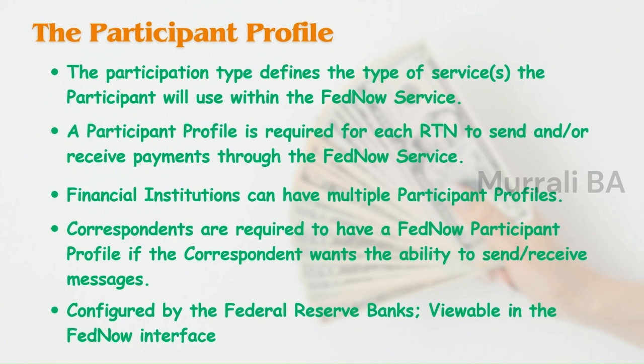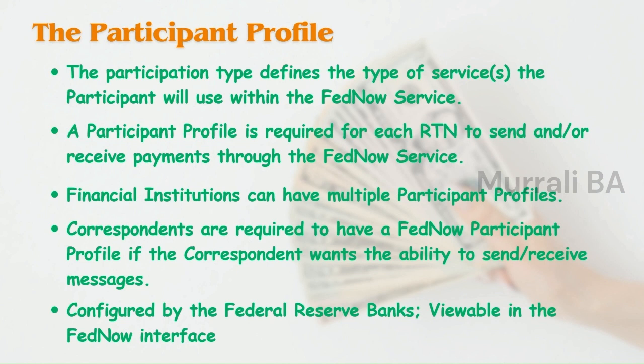Financial institutions can have multiple profiles. Like I said, you may have different branches and you may have different participant types you opted for. So all these RTNs will have their own participant profile, and their participant profile will explain what kind of services you have chosen. All the available options for that particular participant type are provided in the participant profile.